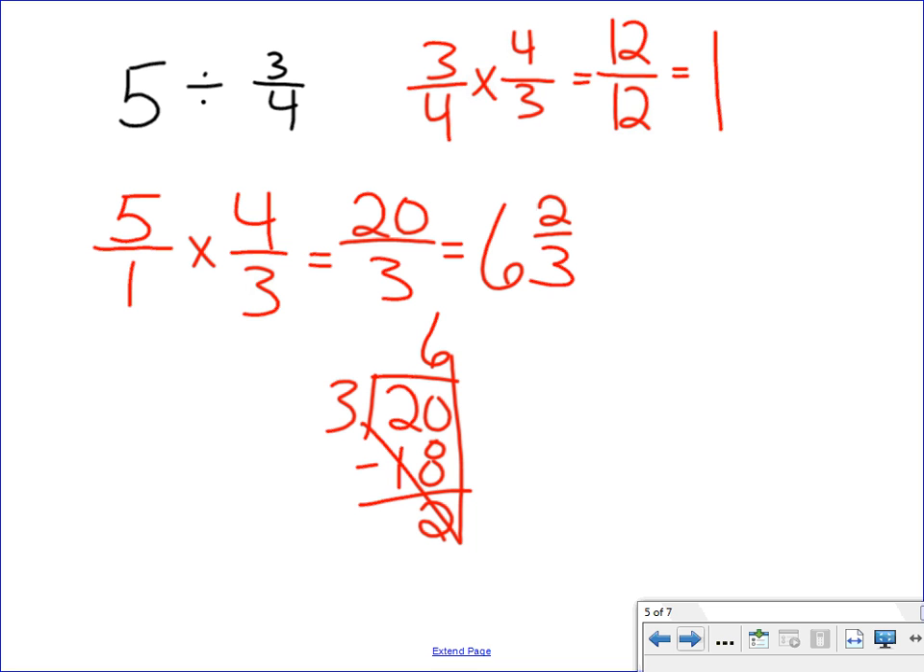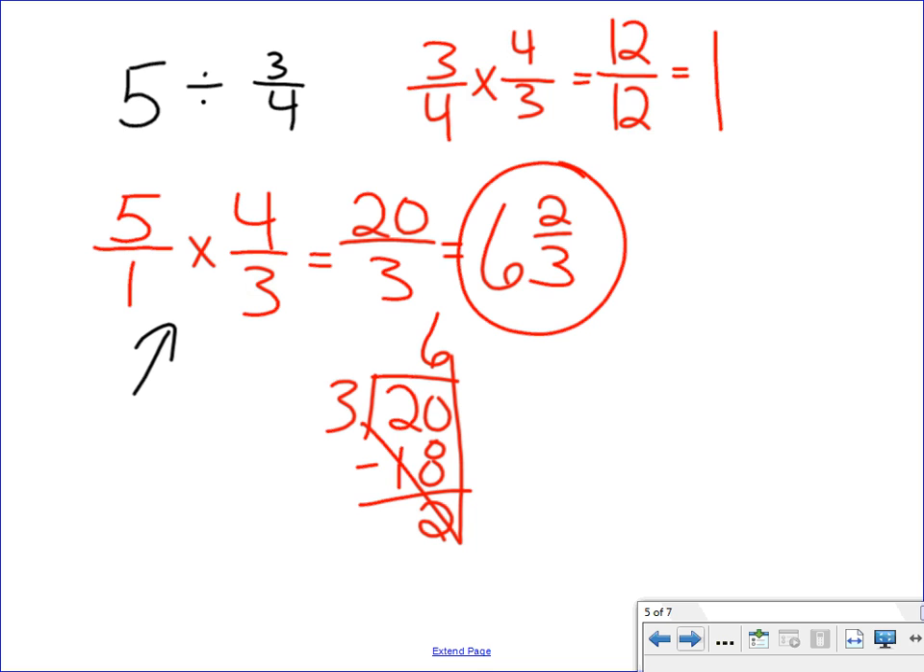Simplest form? Yes. We're good to go. All right, check to make sure. Did you start with the correct problem? Did you make sure you flipped it? That's where a lot of the error lies, is when we don't remember to flip that second fraction.